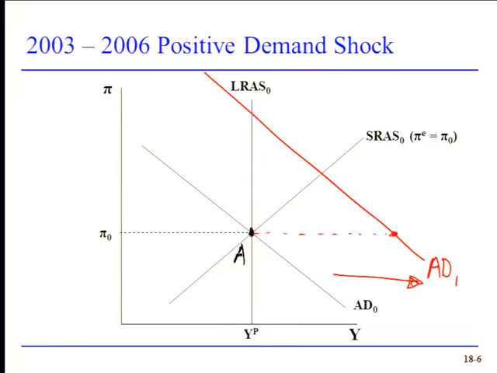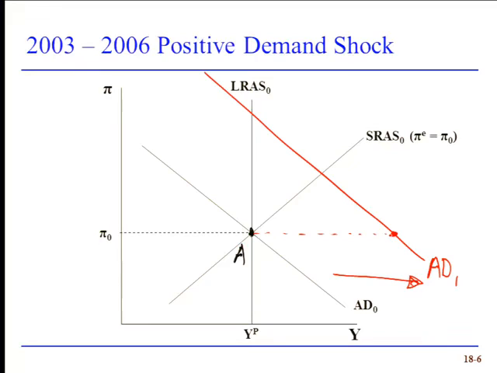But producers, businesses, are still sitting back here at point A. This is where they're comfortable producing, where they expect inflation at pi naught, and that's where inflation is. So what they expect, they're seeing from their input costs and their output prices. Everybody's happy with where they are. But if you look at that, one of the things that you can see, we have excess demand in the economy. There's a lot more aggregate demand than there is short-run aggregate supply.